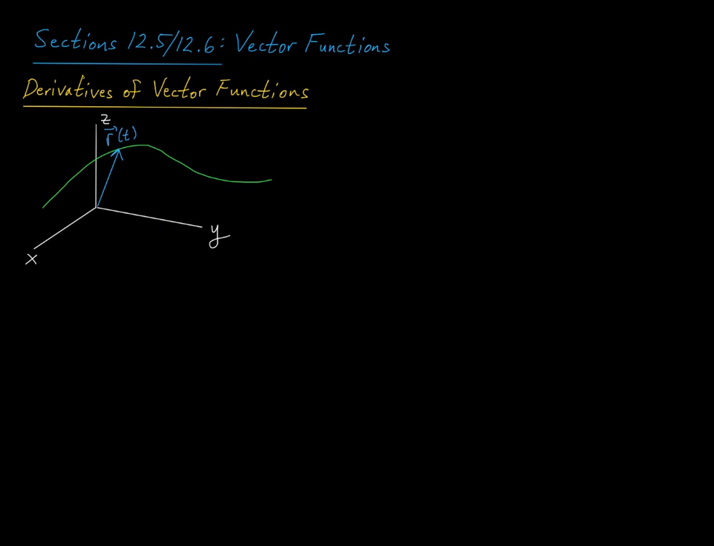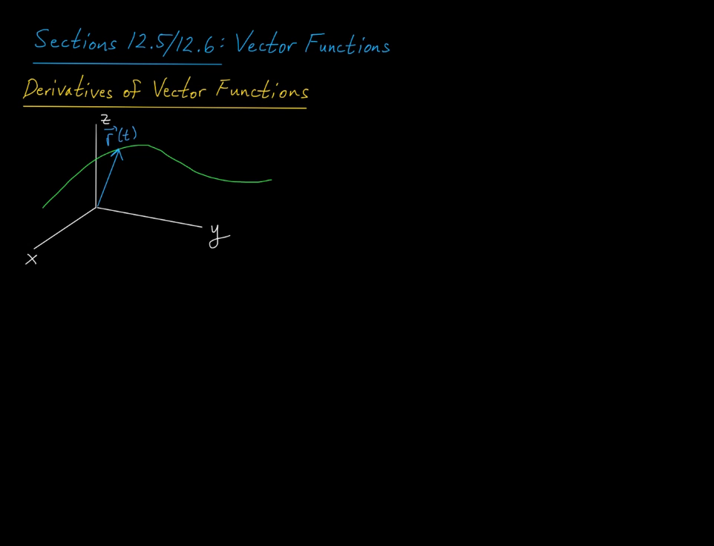Okay, in this video, we're going to talk about derivatives of vector functions. So let's say we have a curve described by the vector function r of t, and let's say our position at a particular time t is shown by this blue vector here. Now the derivative is going to measure the instantaneous rate of change of our position with respect to t.